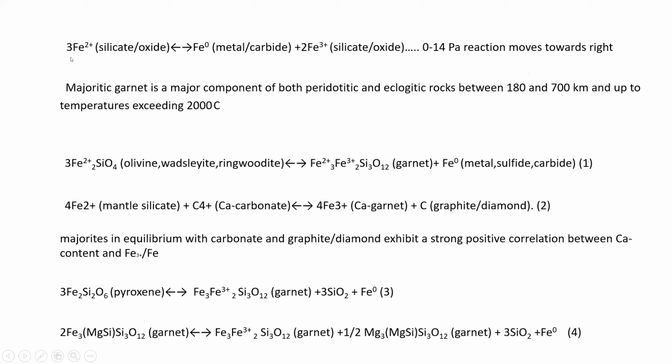In the first reaction, what we can see is that Fe2+ iron is reduced, converted to metal Fe and Fe3+, and this is because of a higher pressure condition. When the pressure gradually increases, the reaction generally moves towards the right, and this pressure range is about 0 to 14 GPa, and the depth is about 180 to 700 kilometers. So in this case, the reaction moved rightwards.